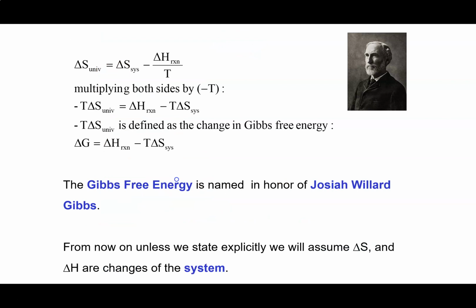So this is kind of cool. What we're going to do now, though, is a little bit of a mathematical convenience. We're going to take our expression for delta S of the universe and multiply everything through by minus T. So what we end up with is minus T delta S universe equals delta H minus T delta S.